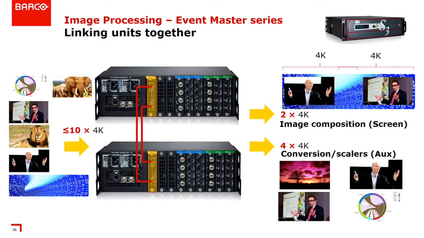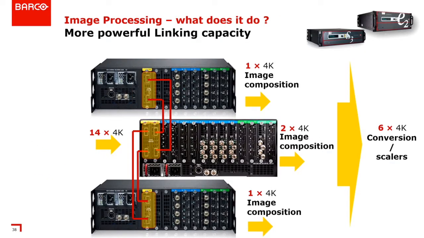Same with S3s, so we can have up to like 10 4K in or 4 4K out with aux scalers, right? Or two 2x4 image compositions with more layers, more, more, right? So some more slides about that. Image processing, we can even link processors to other processors. And like in this example, we have an E2 linked to two S3s for increased capacity.